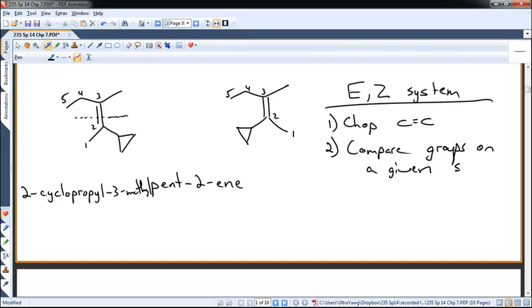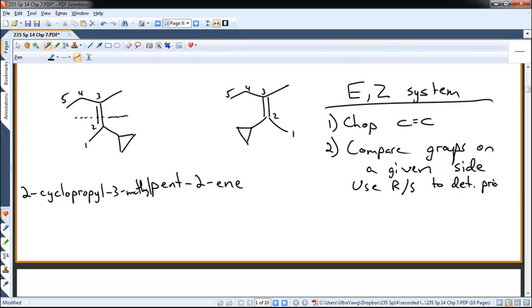It doesn't matter. I got to recalibrate this pen. This is so annoying. Right? I pick one of these sides. It doesn't matter. I'll pick this side. And I'll say I'm going to compare a methyl group to a cyclopropyl group. Right? And I use the RS priority system, the Cahn-Ingold-Prelog priority system, to determine priority.